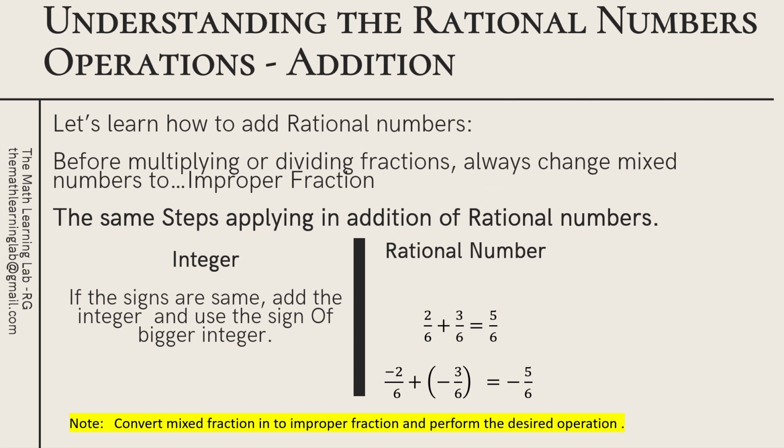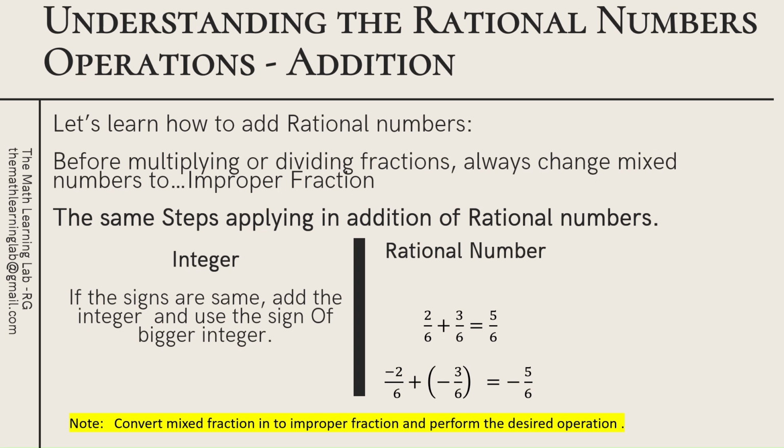Now let's understand the operations on rational numbers. The way to add rational numbers is the same as for integers: same sign add, different sign subtract. The only thing is here we need to deal with fractions or decimals. So if I have 2/6 plus 3/6, as shown on the screen, it is 5/6. Negative 2/6 plus negative 3/6 is negative 5/6. So we have to do it the same way.